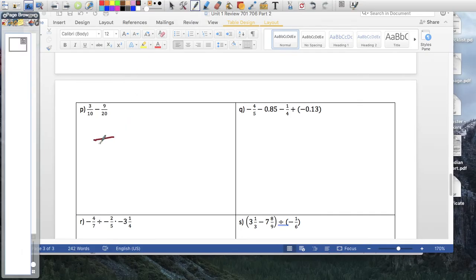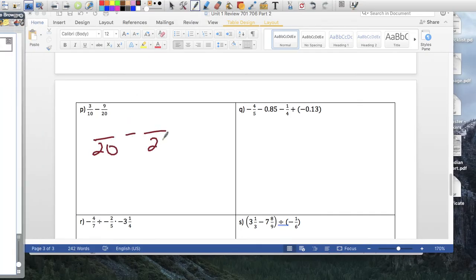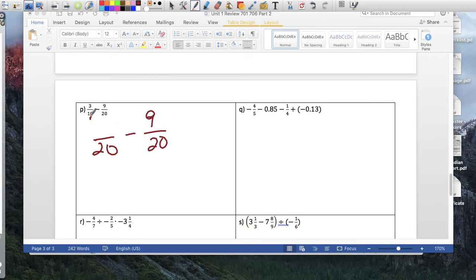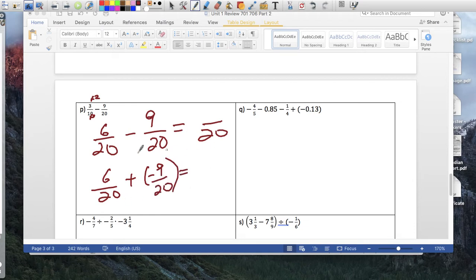LCM is 20, so we're going to change both to 20. This one really looks very easy. So times 2 at the bottom, so times 2 on the top is 6. It's going to be something over 20, right? Let's change it to addition. 6 over 20 plus negative 9 over 20. I think that's easier for you to see. The denominator stays, and on top you got 6 plus negative 9, which is negative 3.